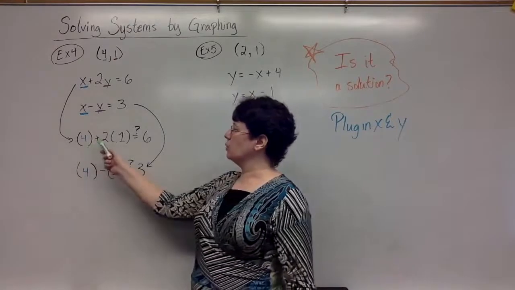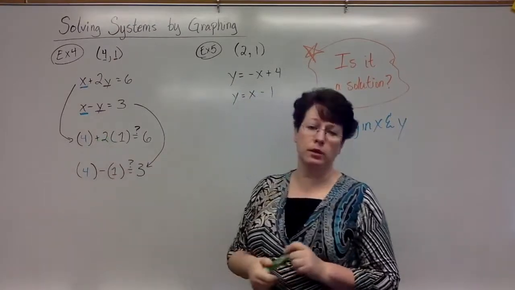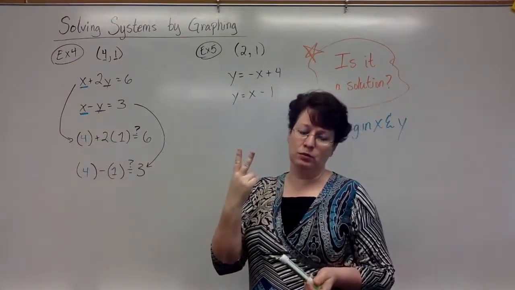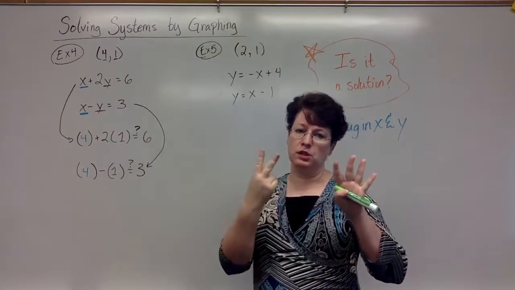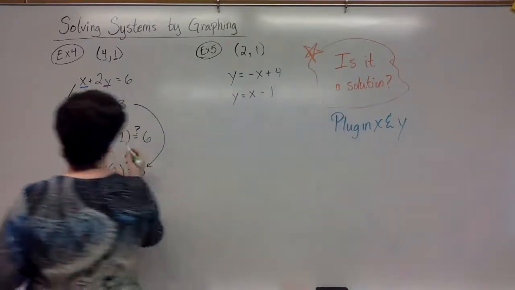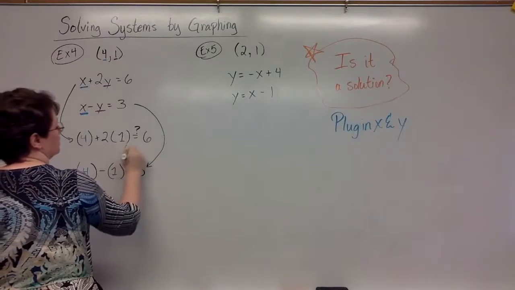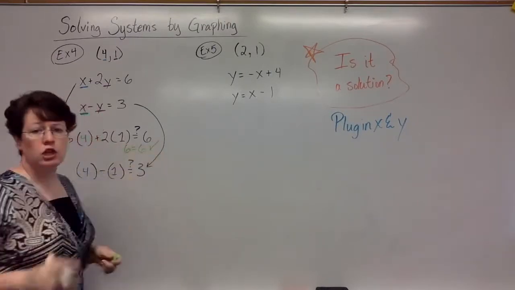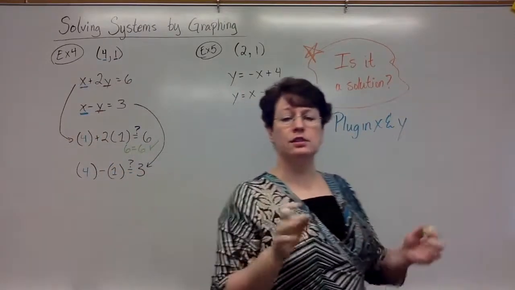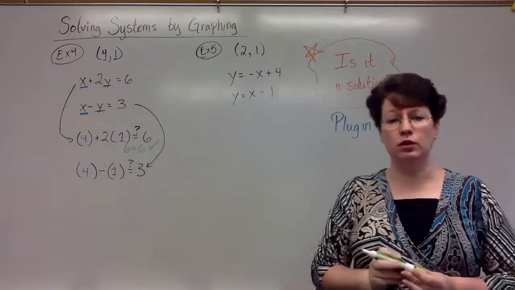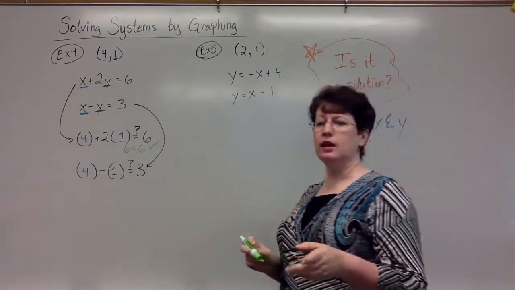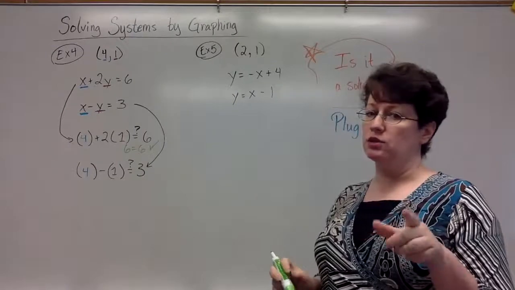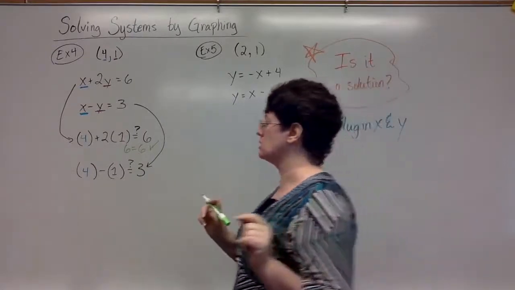Okay? I have 4 plus 2 times 1. What is 2 times 1? 2. Okay, so what's 4 plus 2? It is 6. So I get 6 equals 6. That's a check. I have the 6 on both sides. That means it works for that equation. That's good, okay? But it has to work for both equations. If it doesn't work for both equations, it's not a solution.